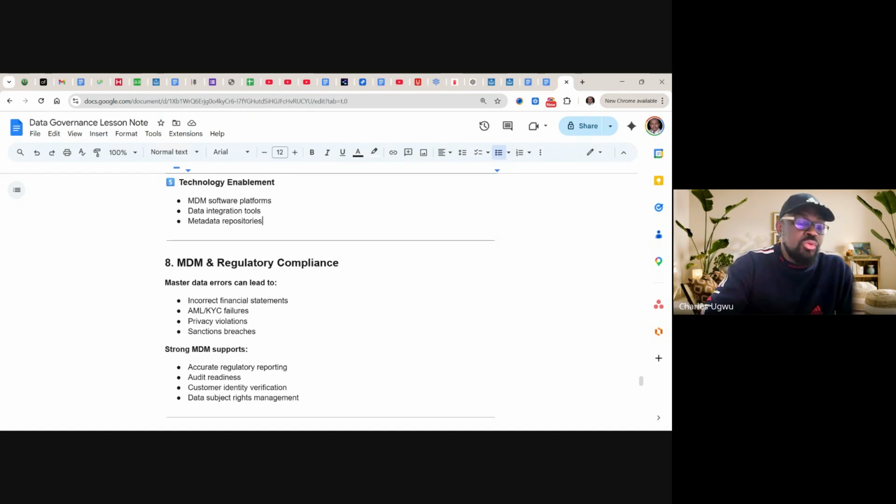These two areas are very core in the financial industry. If there is any failure in these two, anti-money laundering and know your customer, it can land you into serious soup, just like it landed Monzo and other banks. Privacy violation. You must understand privacy policy, how to manage privacy policy and disclosure. Any violation of privacy policy and disclosure is a serious breach.